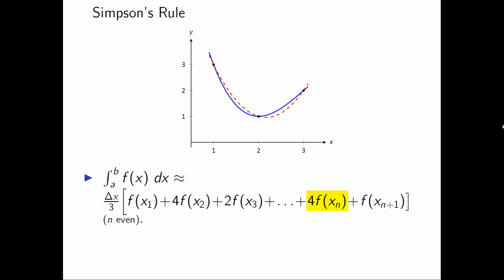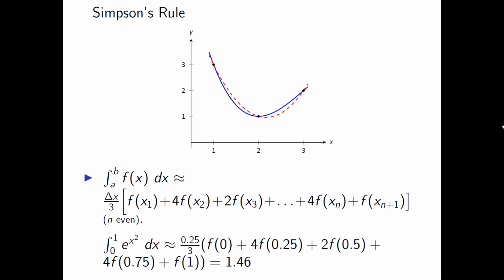The penultimate term, the next to the last one, is 4 f of xn, and then the very last term is just one of those. Just a quick note about this, it does mean we have to have an even number of n's. To get the 3 points together and form this pattern, we do need an even number n, an even number of breakups of these.